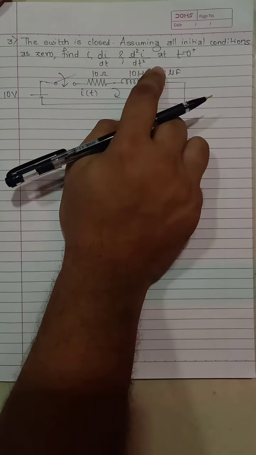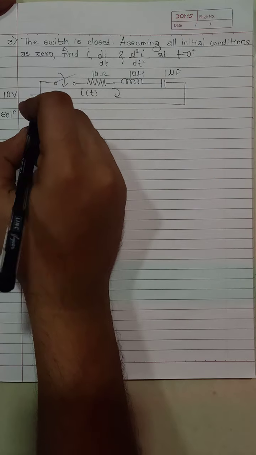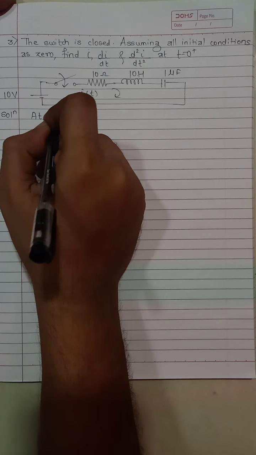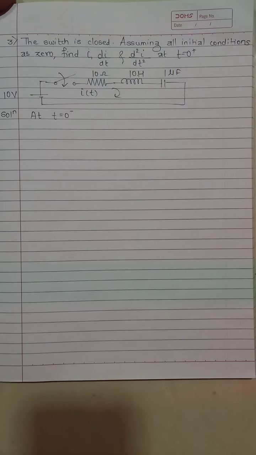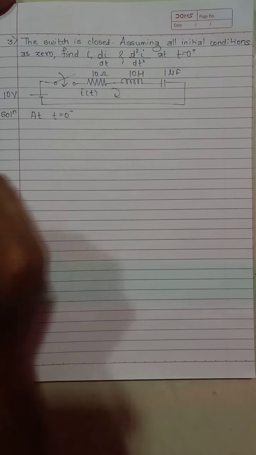The question tells that the switch is closed initially, assuming all initial conditions to be 0. That means we'll write all the initial conditions at t is equal to 0 minus. We need to find the current through the inductor, which is nothing but I of t, and voltage across the capacitor. Since all the initial conditions are 0, voltage across the capacitor will be 0, and current I of t at 0 minus will also be 0.